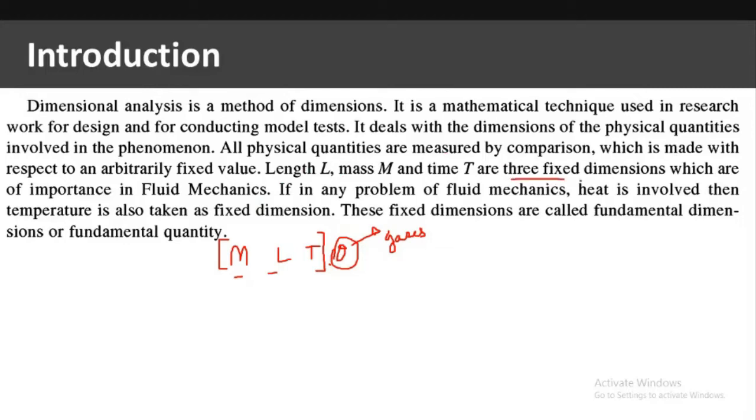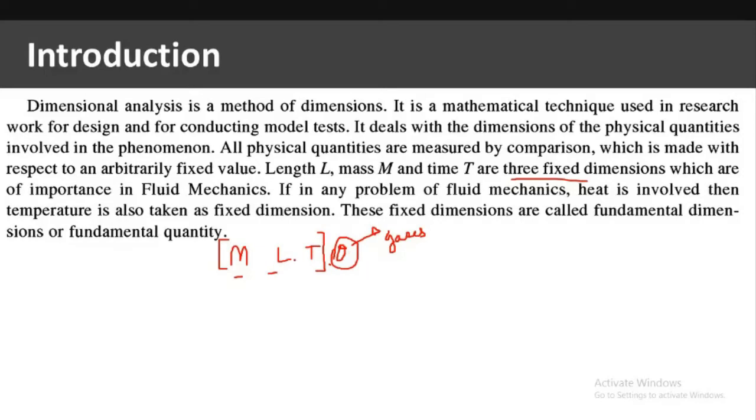So mass, length and time, these are three primary or physical quantities. And in any other system where heat or temperature involvement is there, in that case you can also take theta. Basically it is taken for gases.